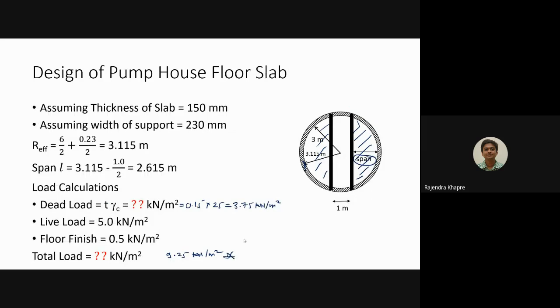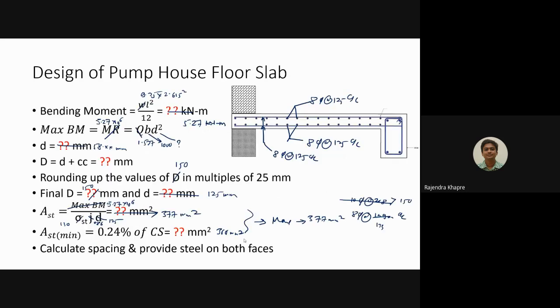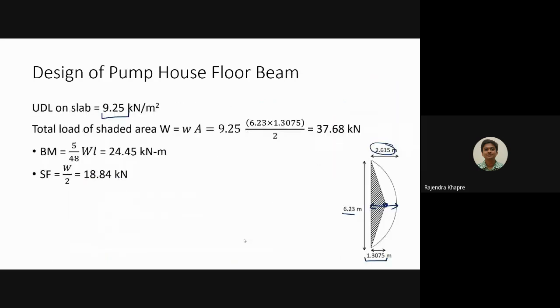This is 9.25 kilonewton per meter square, right? So this is 9.25 kilonewton per meter square. And if you calculate the area of the shaded portion, it's a triangle. So you can go with the height of the triangle multiplied by the width of the triangle divided by 2. So this is the pressure intensity, and this is the area. So this is the total load of the shaded portion, which is triangular in shape.